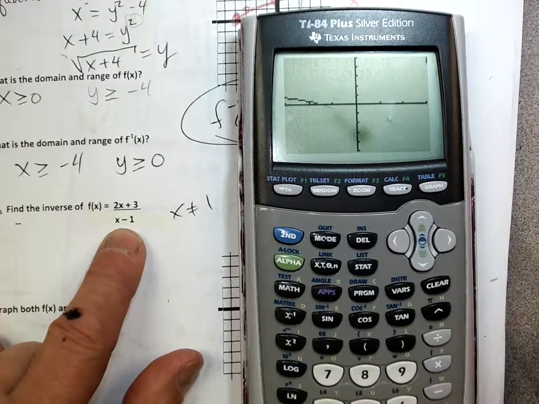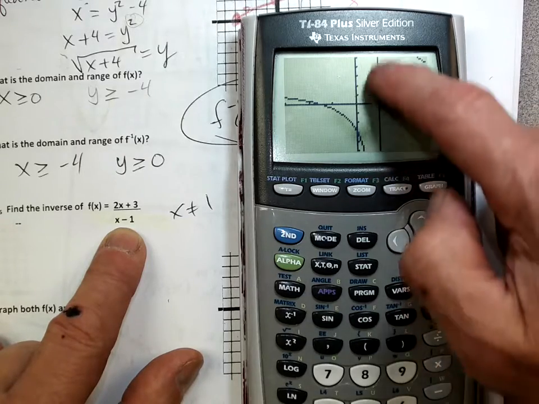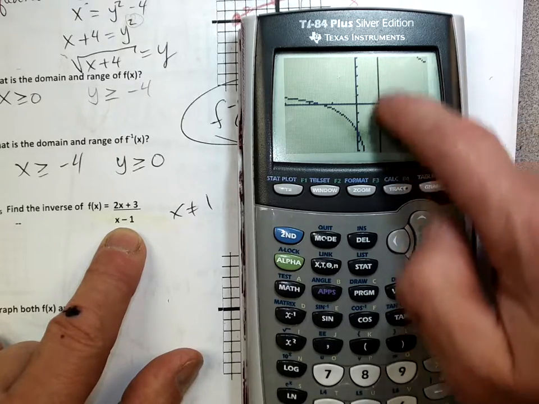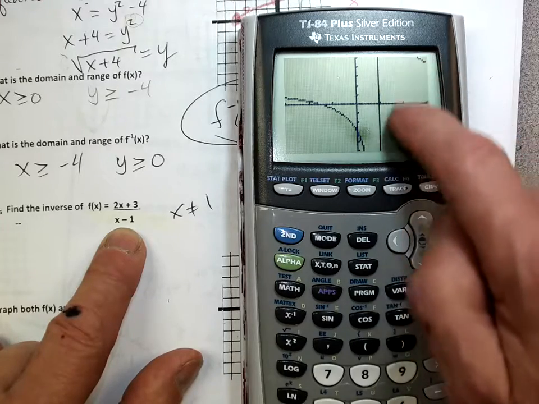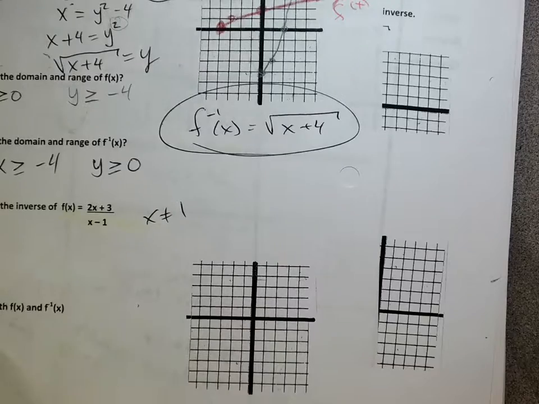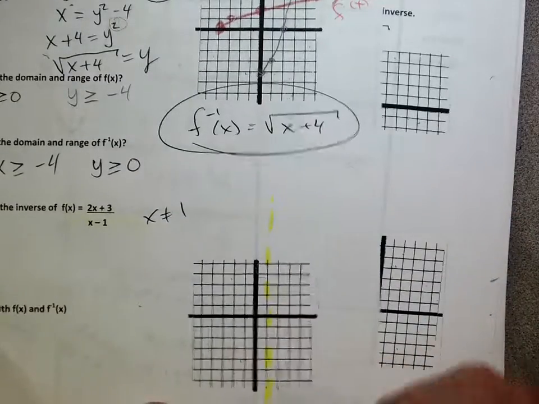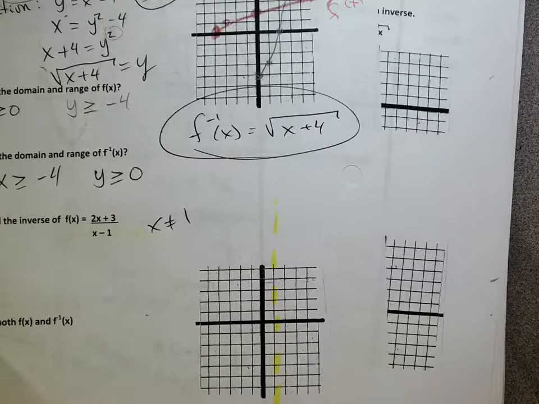If I graph it, what is this thing right there? That's your asymptote. So when we draw asymptotes, we draw them as dashed lines. They're not part of our graph. They're boundaries for our graph, right?